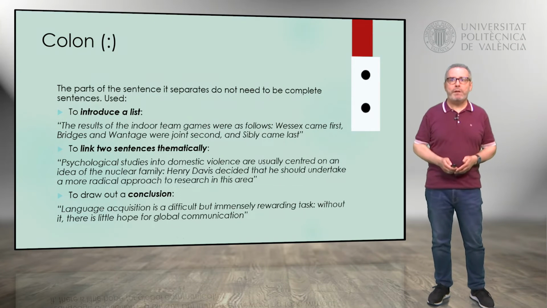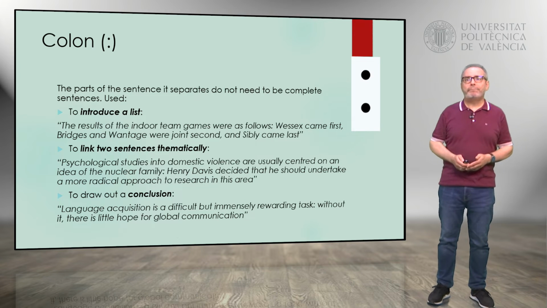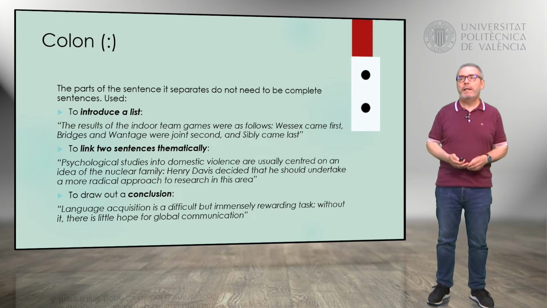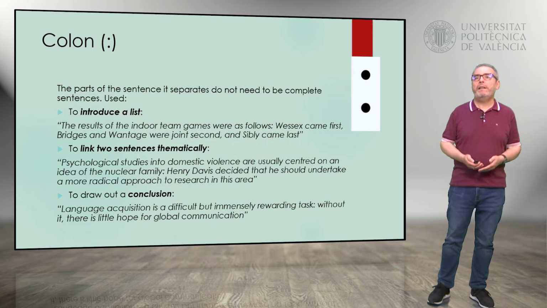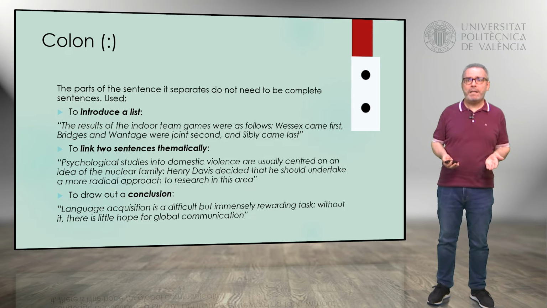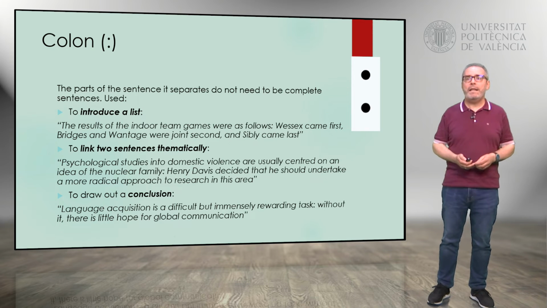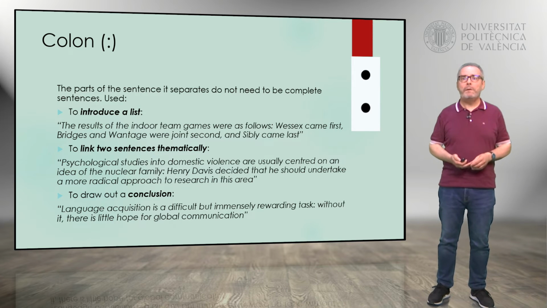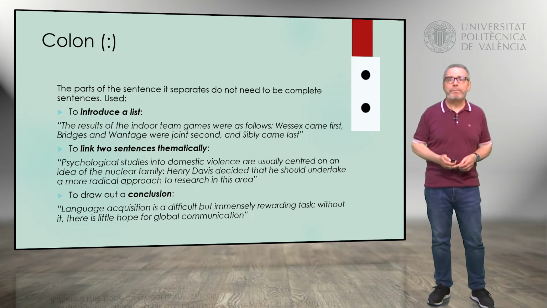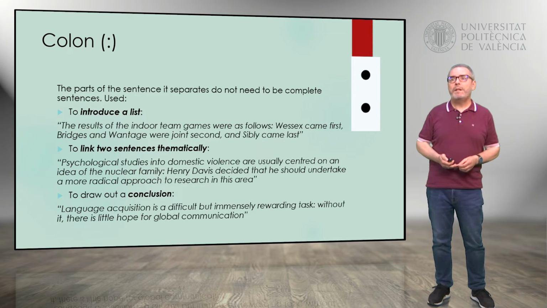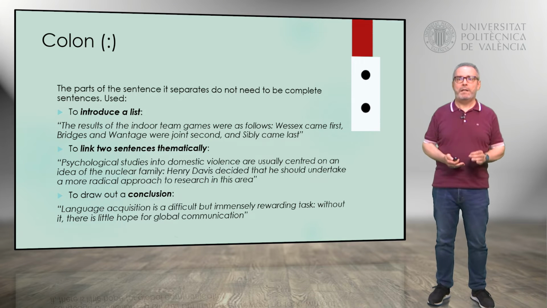Colon is the next punctuation mark. The parts of the sentences that it helps to separate normally are not necessarily complete sentences, and a colon is normally used to introduce a list or to link two sentences from the point of view of the topic, or to draw out a conclusion. Here we have three examples. The results of the indoor team games were as follows. Then you use the colon and introduce a list.